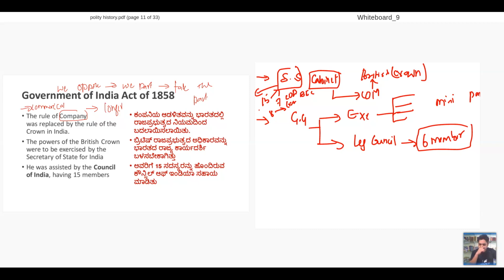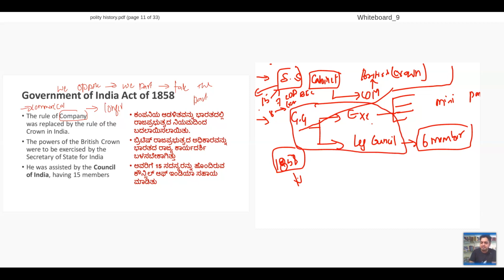Now I'll tell you what they decided after 1858, which was to have Indians involved. They wanted to have Indians involved. So a simple question: will they ever involve Indians anywhere in the British structure? Never. Nowhere in Britain will Indians be involved. Only in India can Indians be involved. In what? Executive Council and Legislative Council.